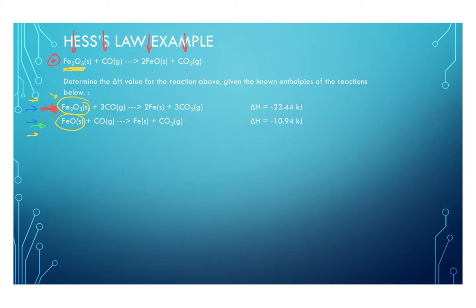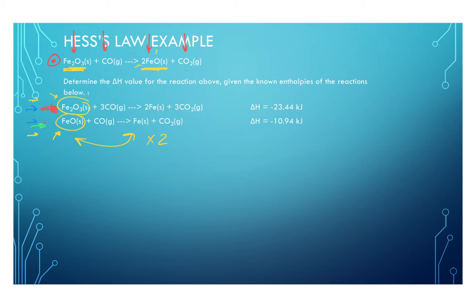Okay. Secondly, the other one that's found in only one of them is going to be the FeO. We find that in the second one. Well, I'm going to notice here that the FeO in my target equation is on the product side and has a coefficient of 2. In my known equations, it's on the reactant side and it has a coefficient of 1. So in order to get this on the product side, I need to reverse this equation, and I need to multiply it by 2 in order to get a 2 in front of there. All right? So I'm going to go ahead and do that.